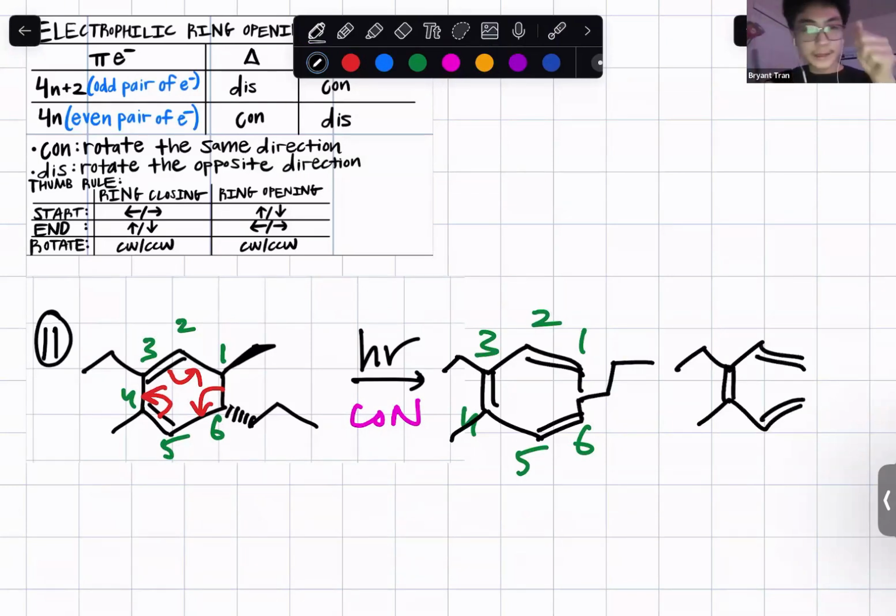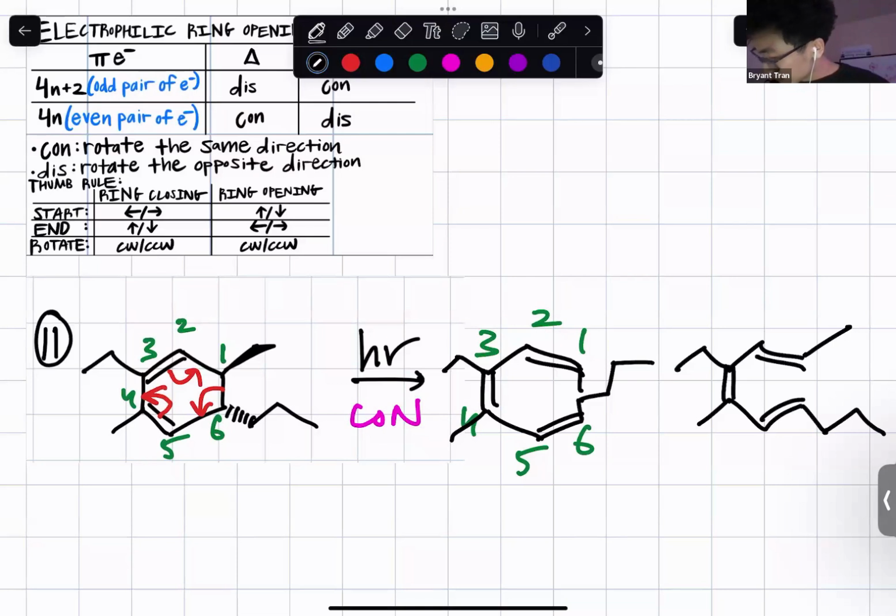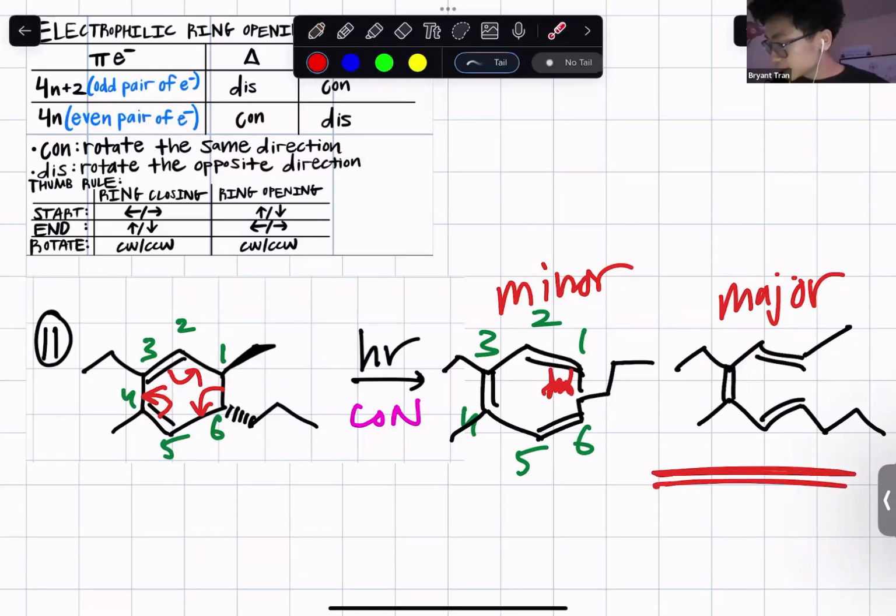But I could also have, let's say this is the methyl group going up, this is the propyl group going down. If I rotate my left thumb counterclockwise, and this thumb also goes counterclockwise, they're going away from each other now, which gives me this product right here. And I see that this is my major product, this is my minor product, because this has more steric hindrance, which we don't want, right? So this right here is going to be my major product for this ring opening example.